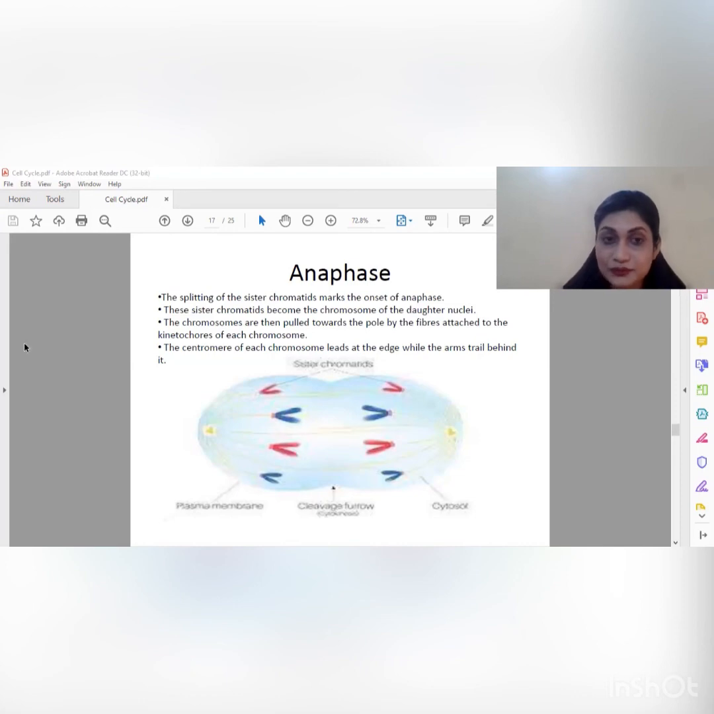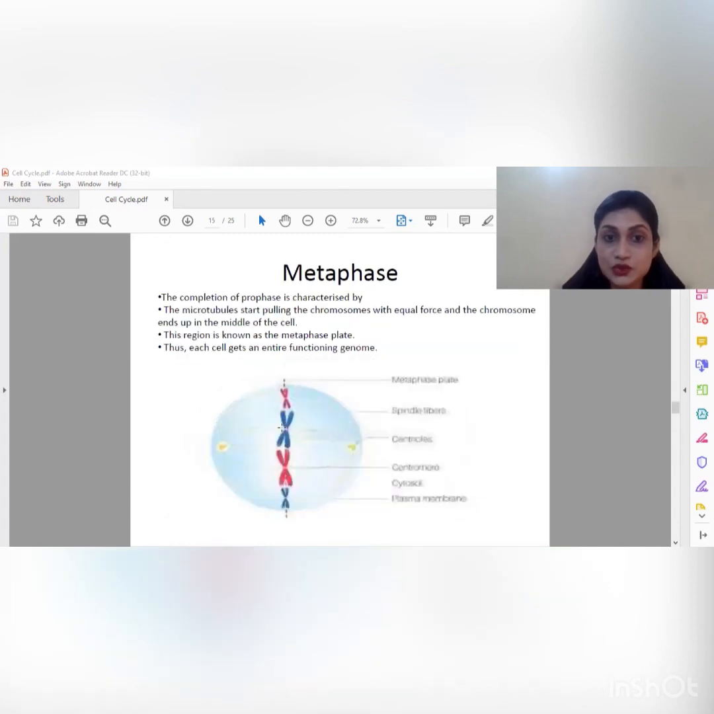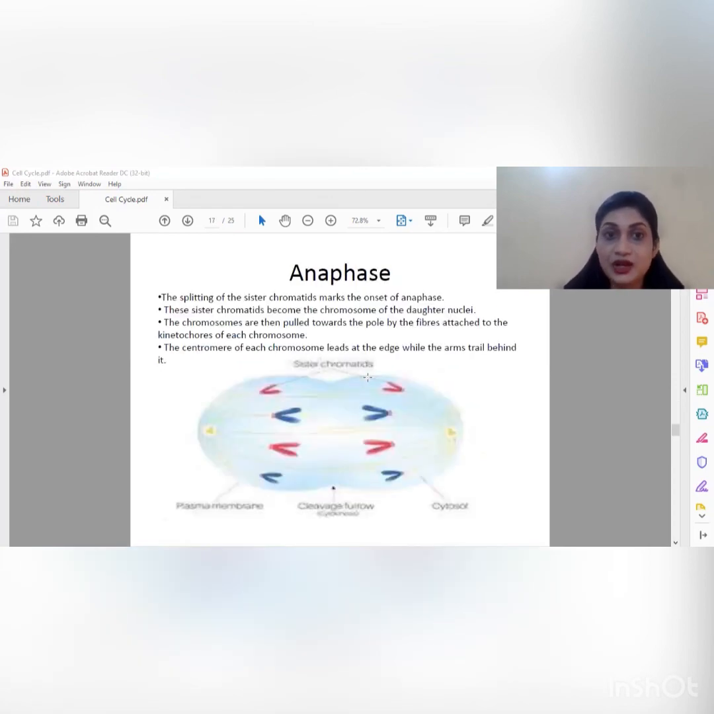Okay. These are sister chromatids. Okay. These two hands, these are sister chromatids. So they divide and move to the opposite poles in anaphase.